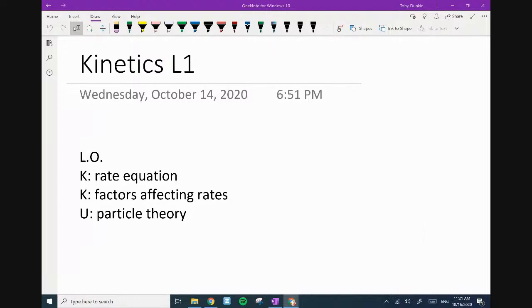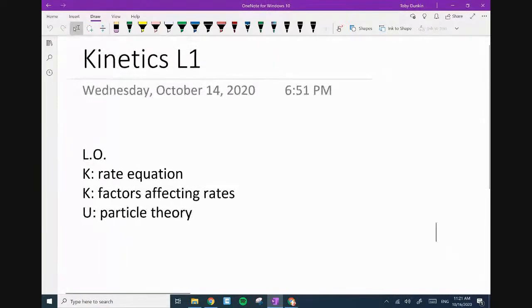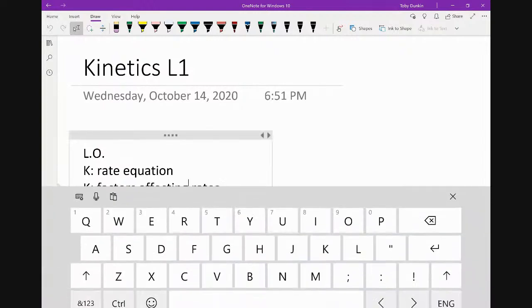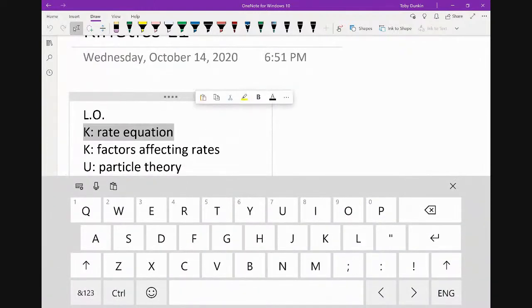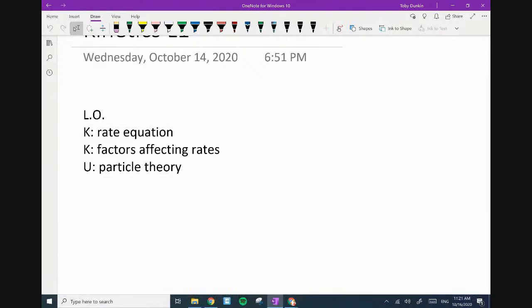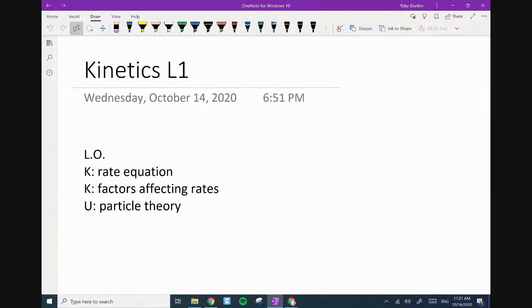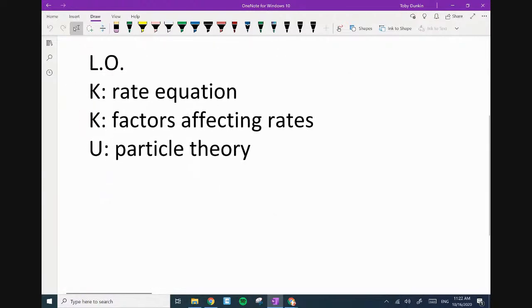Cool. Okay. So kinetics, lesson number 1, and 3 learning objectives today, folks. So we need to do 2 things. Number 1, we need to know the rate equation. To be fair, I feel like I need to explain the term kinetics in terms of rates anyway, so I'm going to add those to my learning objectives.